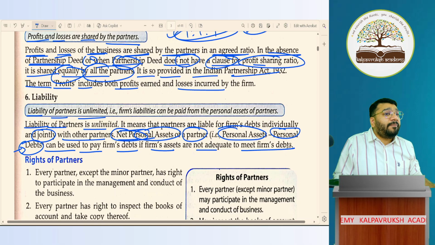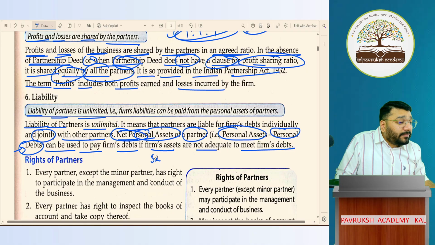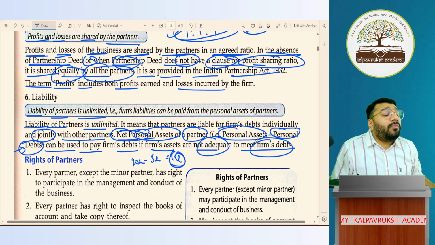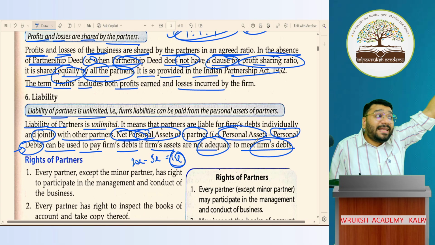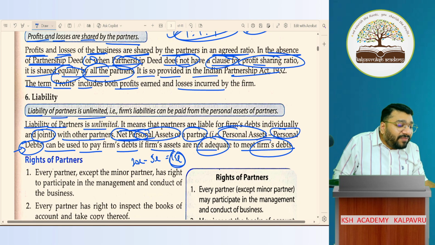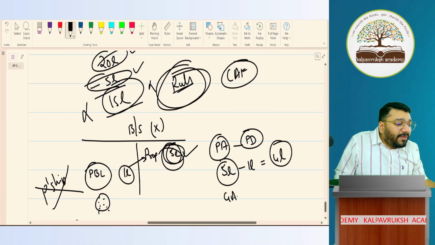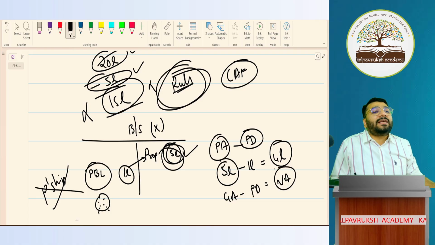meet the firm's debt. What is firm's asset? 5 lakh. What is firm's debt? 20 lakh. So how much is inadequate? 15 lakh. So when this 15 lakh is not adequate to meet firm's debt, then you can attack the personal assets of the partner. Which asset? Gross asset or net asset? Net asset. 5 lakh is the gross asset. But from this gross asset, if I minus the personal debt, I'll get 4 lakh as net asset. This 4 lakh is called net assets.